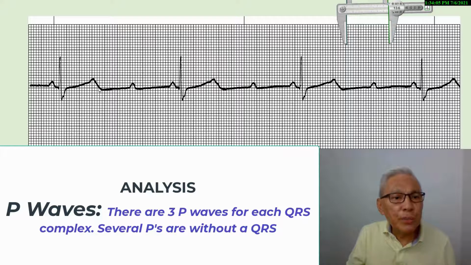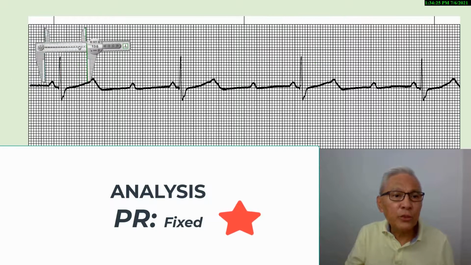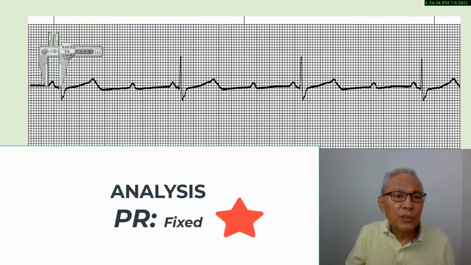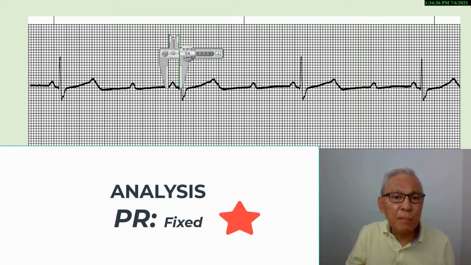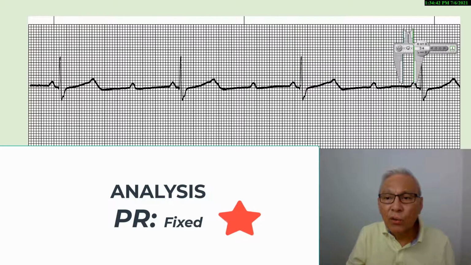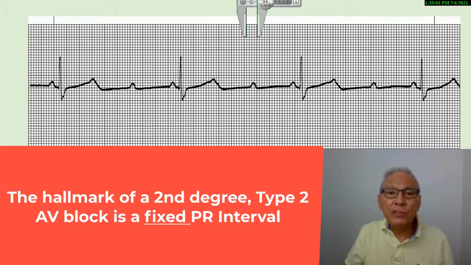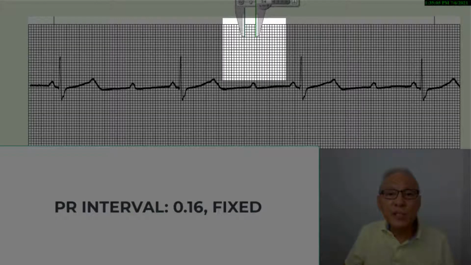P waves. As you could see, there are P waves without QRS complexes, which gives us an indication that there is an AV block. The PR interval. The PR intervals are fixed. Let's take a look with our measuring device. Note that this PR is going to be the same as this PR interval right here. They are consistent, or they are the same. This is the hallmark of a second-degree AV block type 2. There is a fixed PR interval, and in here, the measurement of our PR interval is around 0.16 seconds.